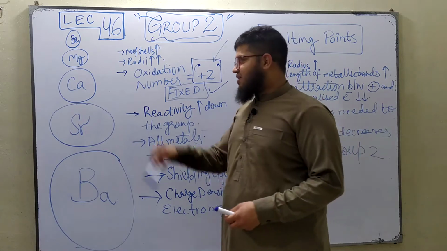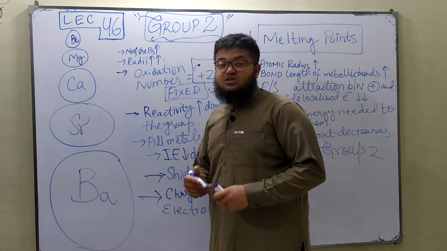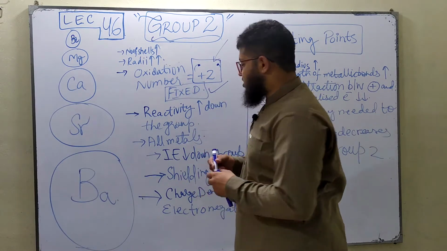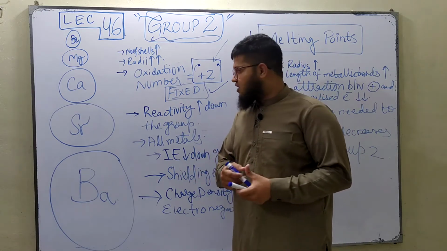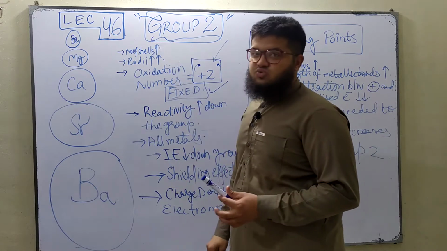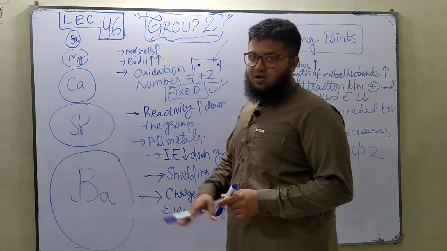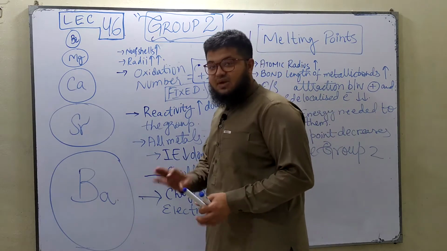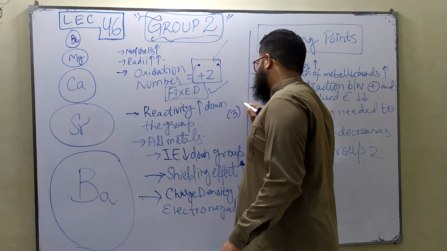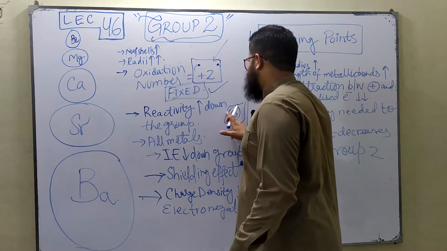Reactivity: what happens to the reactivity as we go down the group, and why? The reason should be explained as well, because that was tested in one of the recent past papers, in which the examiner asked us to explain why the reactivity increases as we go down the group. This is a general rule for both group 1 and group 2. Now it's pretty basic and pretty easy. It was a 3-mark question, by the way, to explain how and why the reactivity changes as we go down the group.